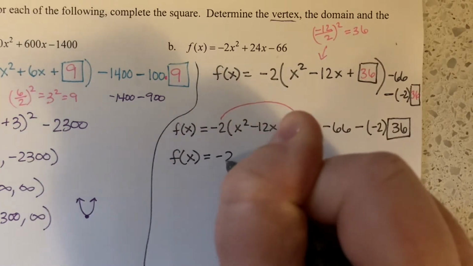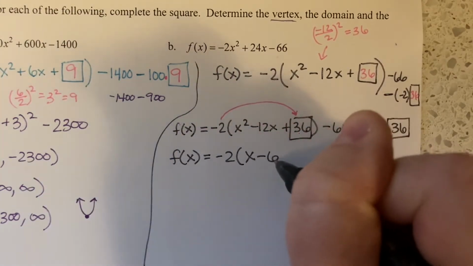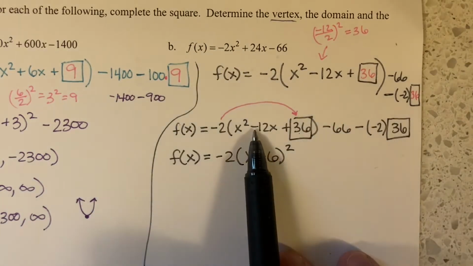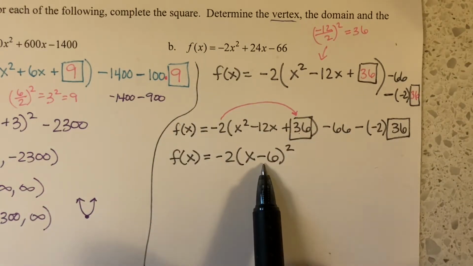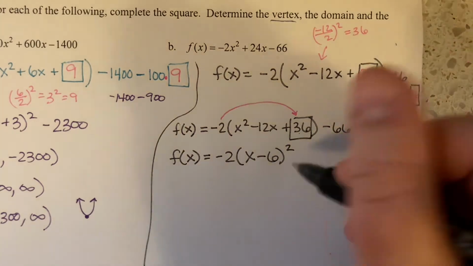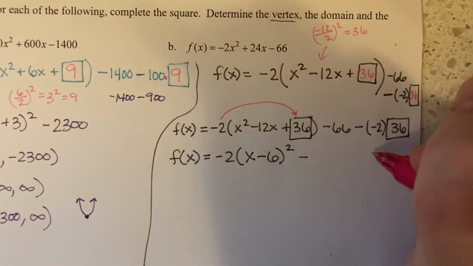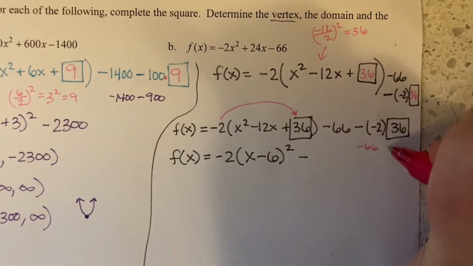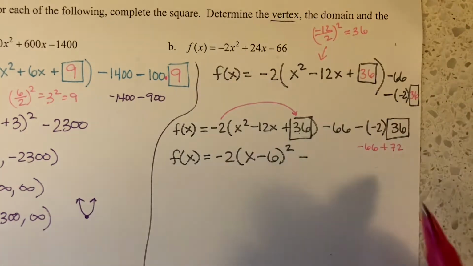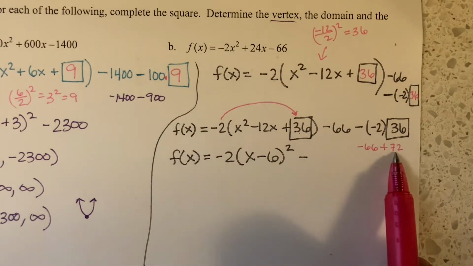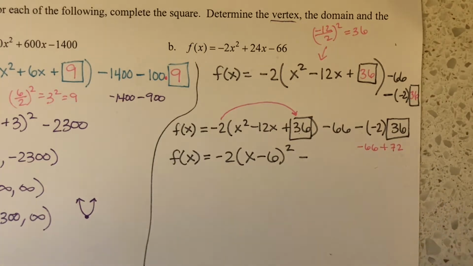F of x equals -2 times x minus 6 quantity squared. The minus comes from the 12. Then over here, I have -66 and then plus 72 because two negatives make a positive. So that just looks like plus 6.